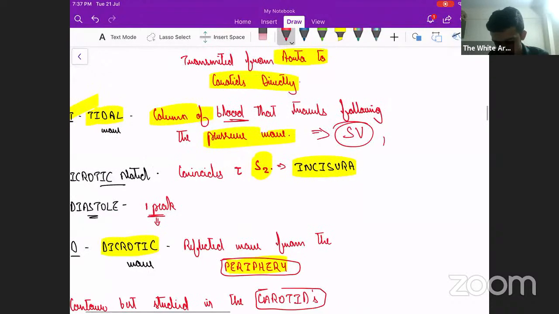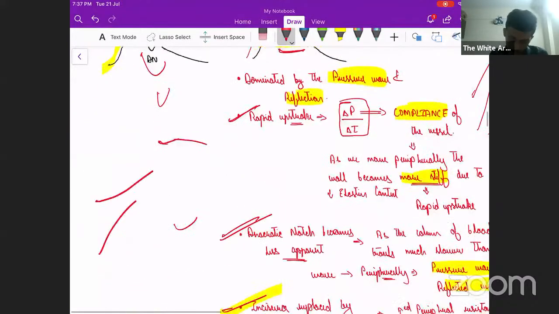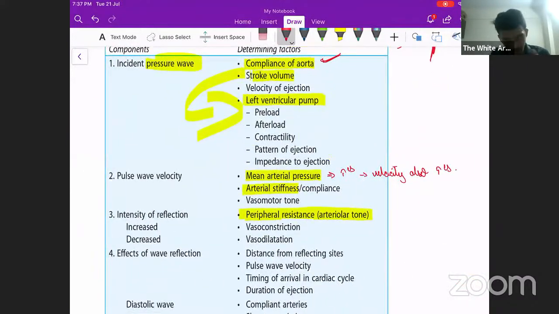Next again, the stiffness of the arterial vessel. This also depends on the same two components. So the pulse wave velocity, the velocity with which the pulse wave travels to the periphery, depends on the mean arterial pressure. The more the mean arterial pressure, the more stiff it becomes, so the faster the velocity. So as you reach the periphery, the pulse wave velocity increases.